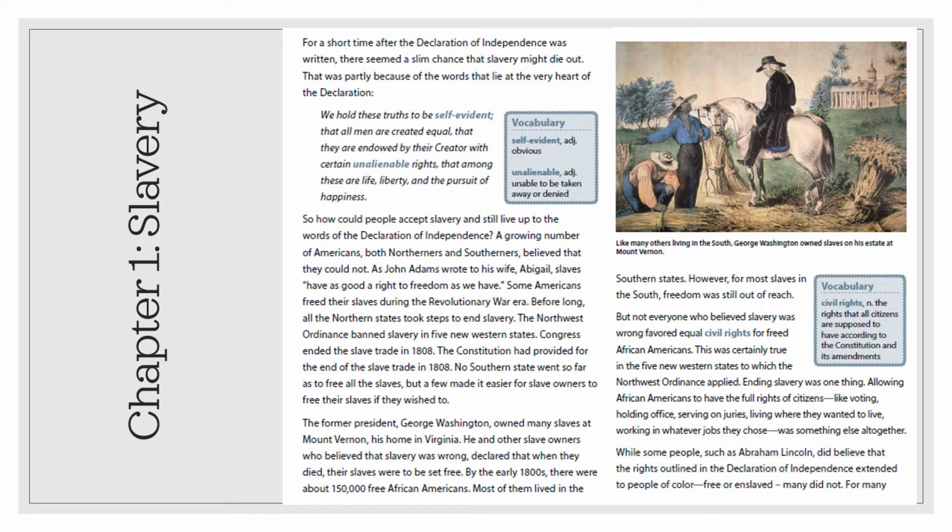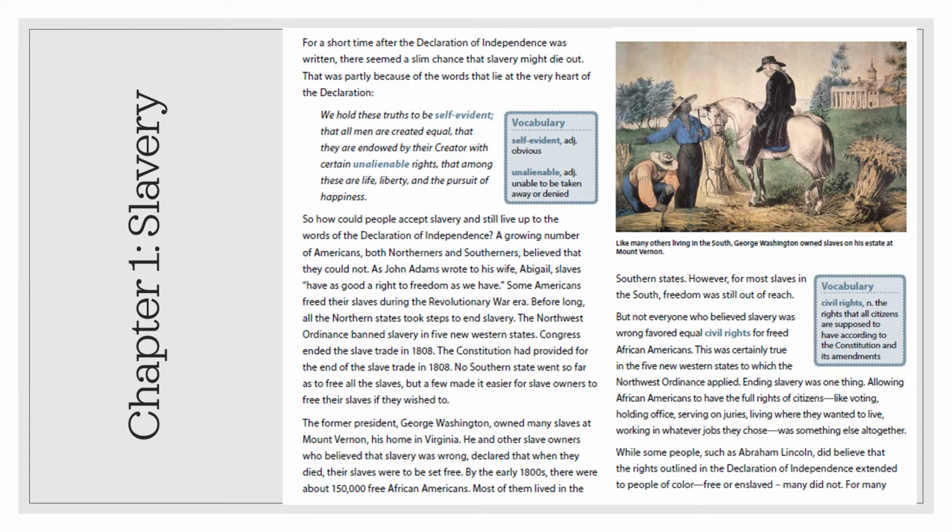Before long, all the northern states took steps to end slavery. The Northwest Ordinance banned slavery in 5 new western states. Congress ended the slave trade in 1808. The Constitution had provided for the end of the slave trade in 1808. No southern state went so far as to free all of the slaves, but a few made it easier for slave owners to free their slaves if they wished to.